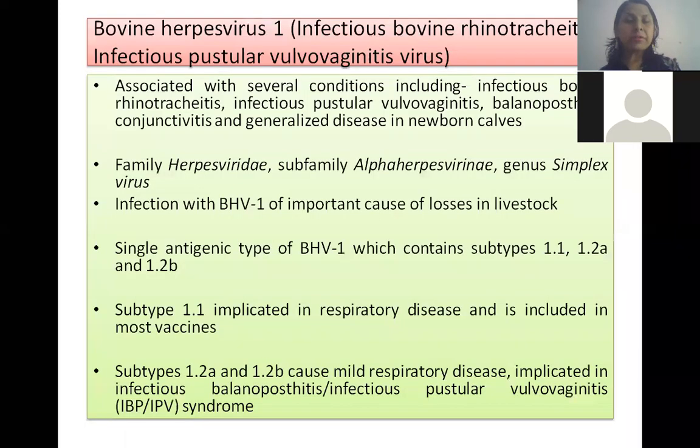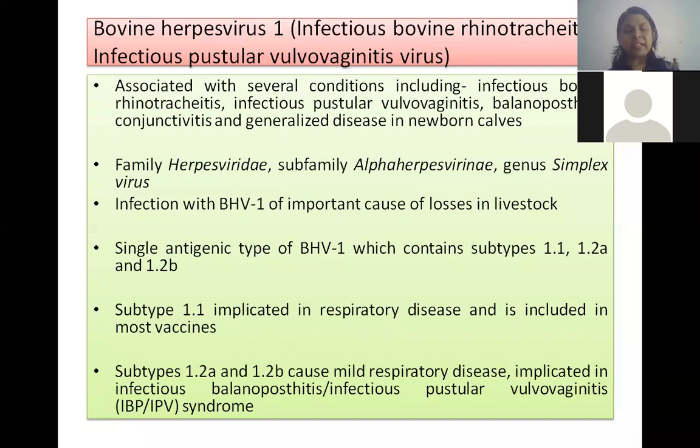Coming to the details of bovine herpesvirus 1, the virus is also known as infectious bovine rhinotracheitis virus or infectious pustular vulvovaginitis virus. It is associated with several conditions: infectious bovine rhinotracheitis, infectious pustular vulvovaginitis, balanoposthitis, conjunctivitis, and also a generalized disease of newborn calves. This virus belongs to the family Herpesviridae, subfamily Alphaherpesvirinae, and genus Simplexvirus, and it is an important cause of losses of livestock.